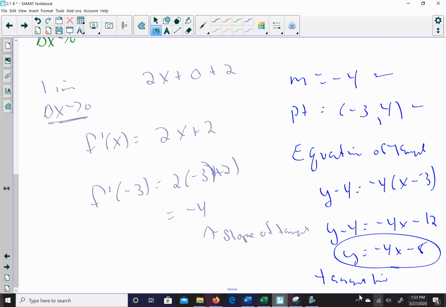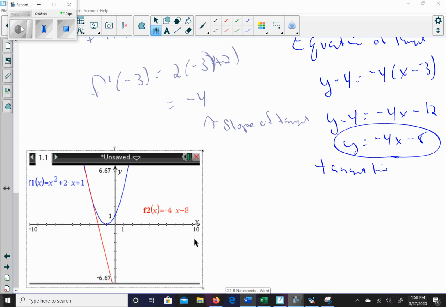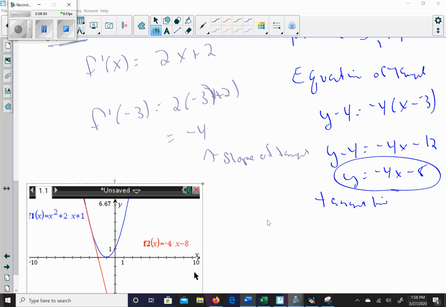And I'm going to graph that. So hold on. So I went to my calculator and I graphed the original function, which was x squared plus 2x plus 1, which is the blue. Graphed my tangent line, which was negative 4x minus 8. And I'm checking for the tangent line at the point negative 3, positive 4. So it looks like at negative 3, positive 4 is pretty much where that tangent line is. And you'll notice that the tangent line looks like it hovers over the curve, but if you were to zoom in really tight, you would see that technically it only touches at that one exact point.